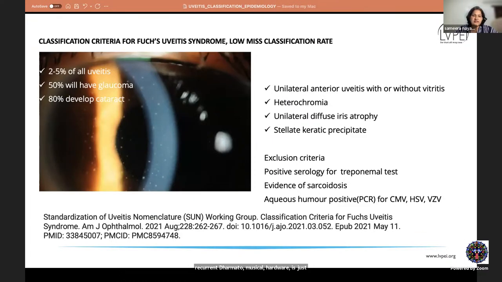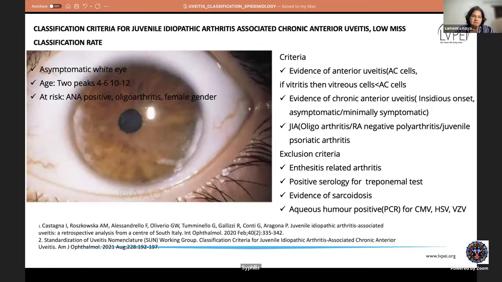Next is Fuchs uveitis syndrome. 2 to 5% of all uveitis are Fuchs uveitis syndrome. 50% of them will have glaucoma, and 80% of Fuchs uveitis syndrome will develop cataract. The classification criteria are unilateral anterior uveitis with or without vitritis, heterochromia of iris, unilateral diffuse iris atrophy, and stellate keratic precipitates. And in this also, they have excluded syphilis, sarcoidosis, and other viral uveitis.